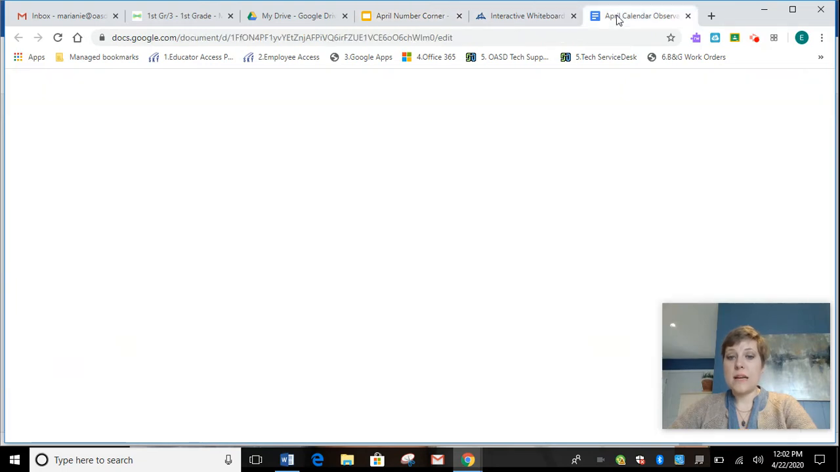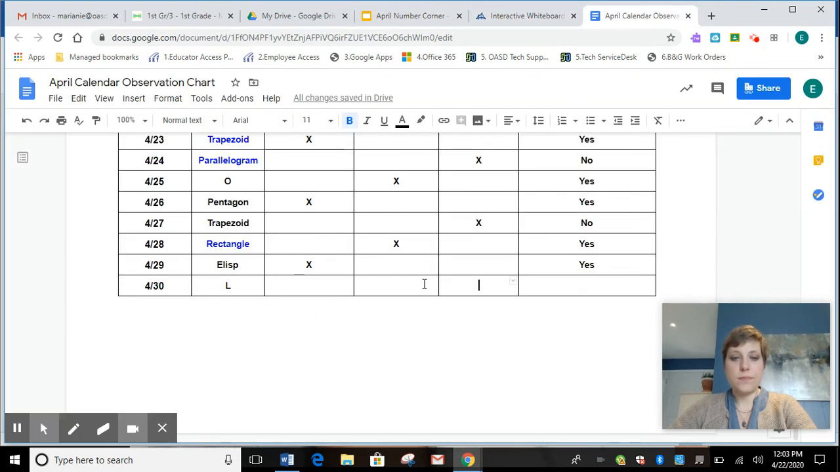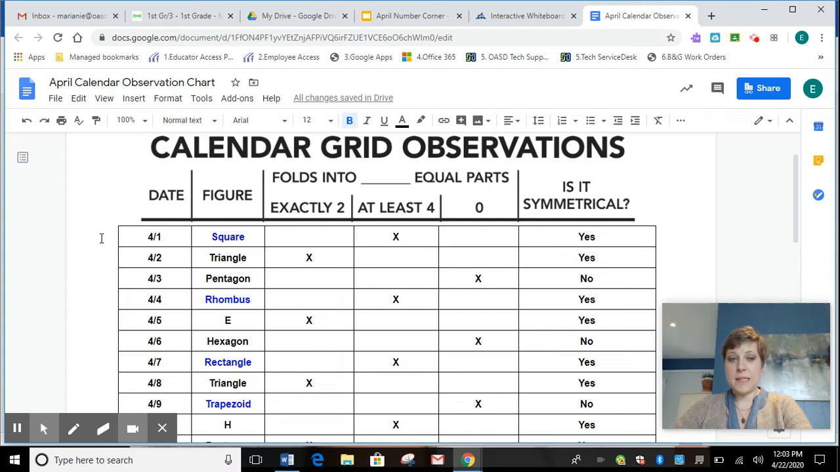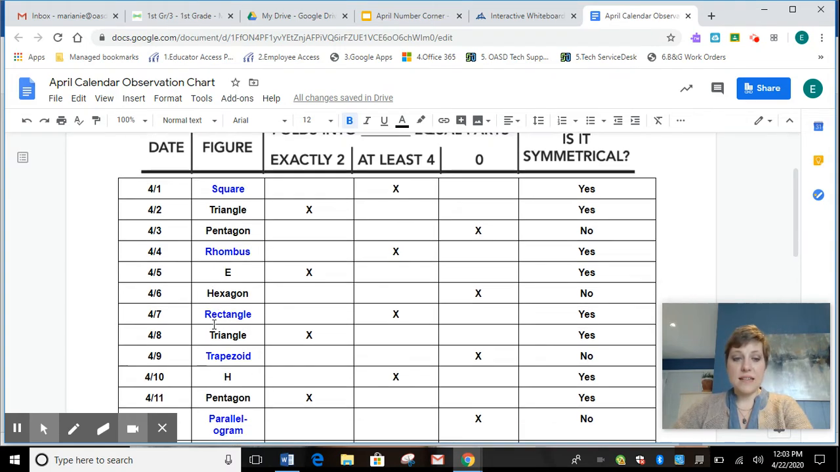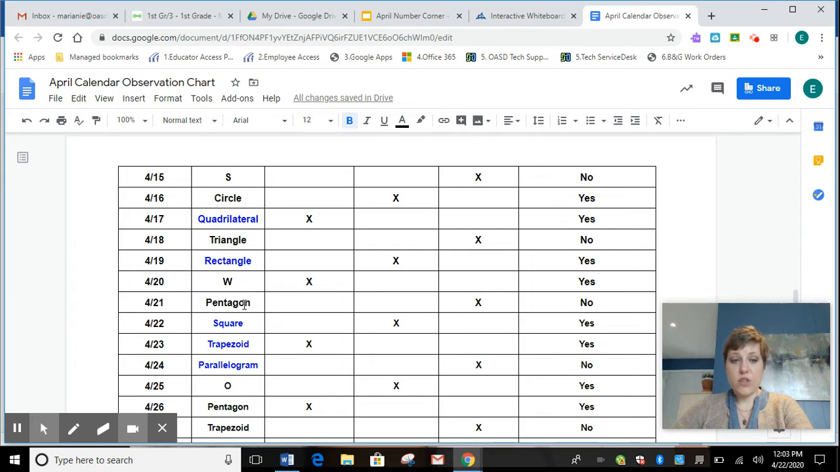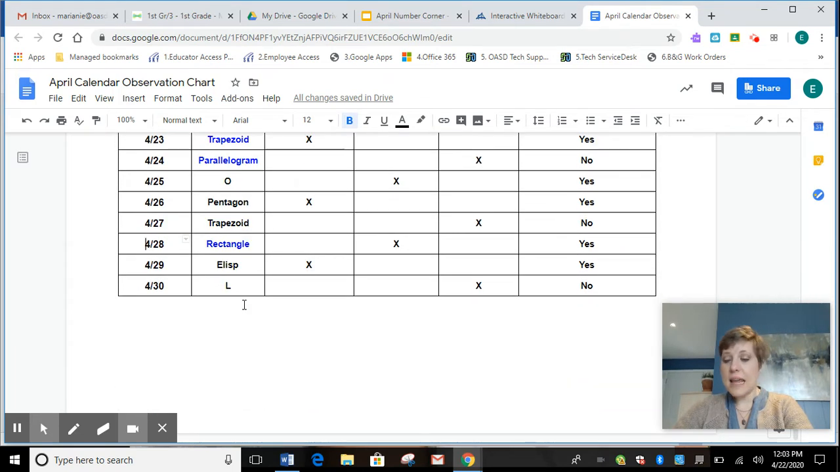Let's go mark down those observations. So this shape, like we said, could not be split up into equal parts. So no, it does not have symmetry there. Now, first graders, over this past month, we have collected so many different shapes, but we also have seen a lot of these letters coming in throughout the month. And today we're going to do something with those letters.